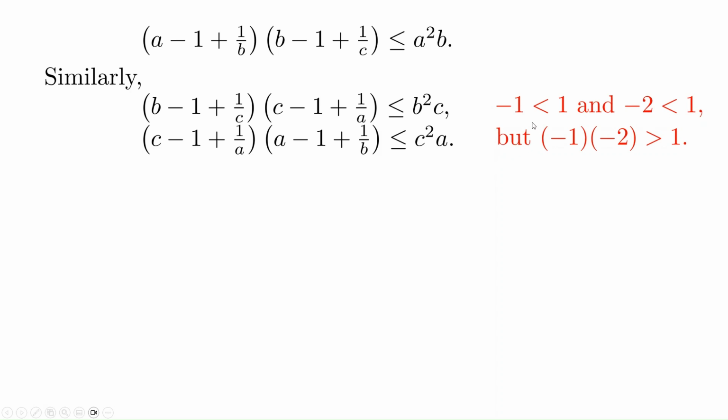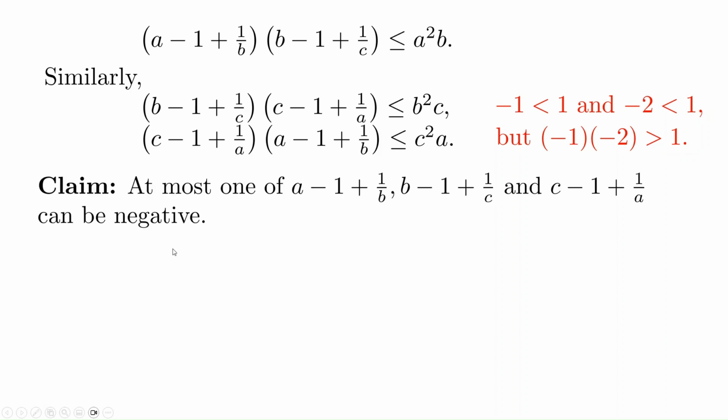Here's an example. Negative 1 is less than 1 and negative 2 is less than 1. But when we multiply them, negative 1 times negative 2, which is 2, is greater than 1 times 1. Fortunately, at most one of the 3 factors can be negative. In other words, if one of them is negative, the other 2 must not be. If this is the case, we are done.